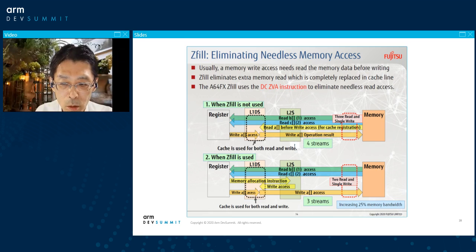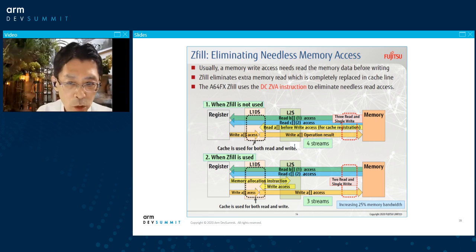So let's talk about the Zfill option. The Zfill option is eliminating needless memory access. Usually, memory write access needs the memory data before writing, because the processor uses the cache line technique. And Zfill eliminates the extra memory read, which is completely replaced in the cache line. So such a kind of read does not need memory access. The XFX Zfill uses the DCZVA instruction to eliminate needless read access.